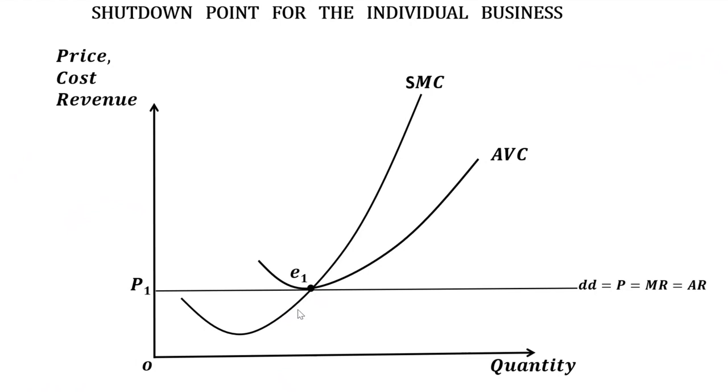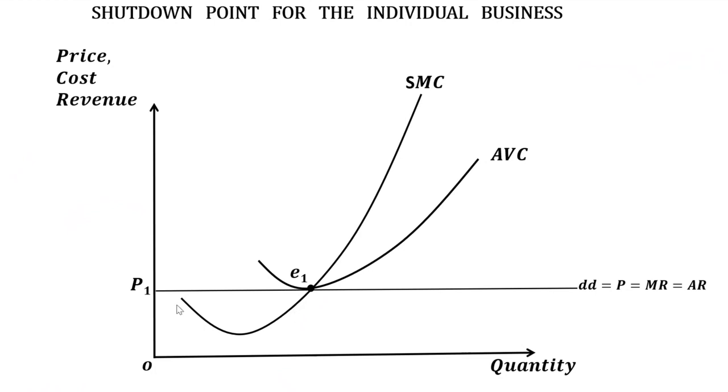At any price, even slightly below point E1, the firm will not even cover its variable cost. That is, variable cost is things like wages, raw materials, etc. And the firm will have to close down. From point E or below this point, the firm cannot meet its operational cost because your total revenue is less than total cost.